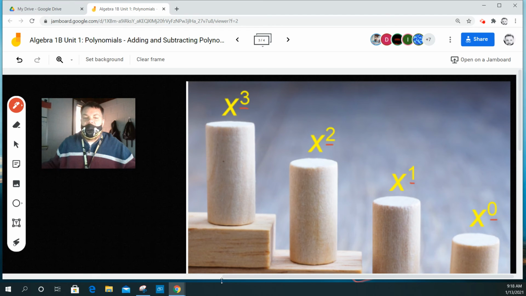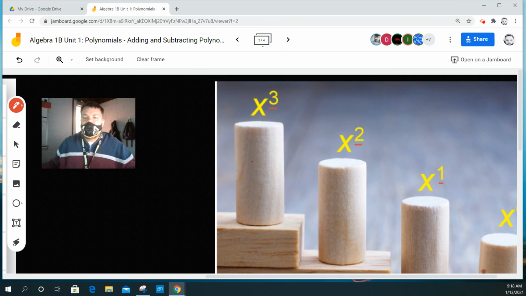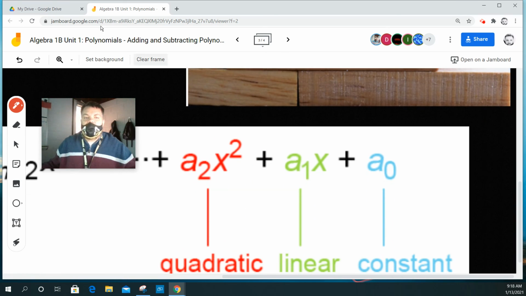Now, do I want you to draw this out for your notes? No, don't draw it out. I did want you to copy this down, though. You need the example problem and the degree. I hope I didn't go too fast, but it's in the Jamboard notes if you need to go back and look at it.